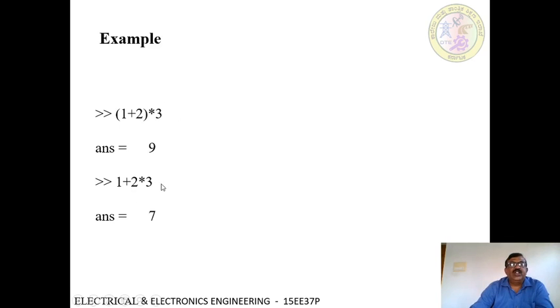The same expression without parentheses. Here, this is an equation without parentheses. As per the order of precedence, the multiplication operator has the highest priority and is evaluated first here. As per that, 2 into 3 is 6. Then the result should be added to 1. 1 plus 6, answer equals 7.